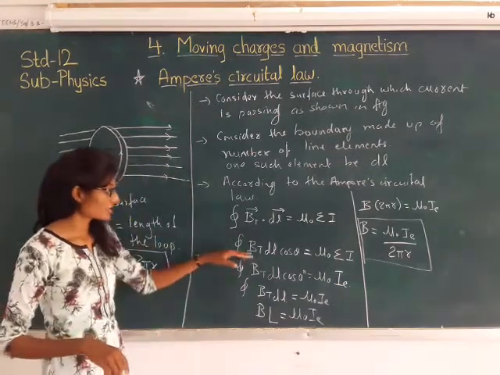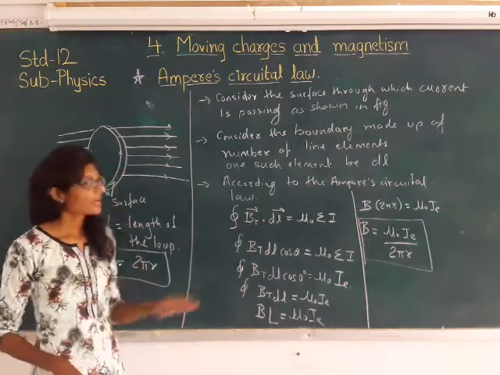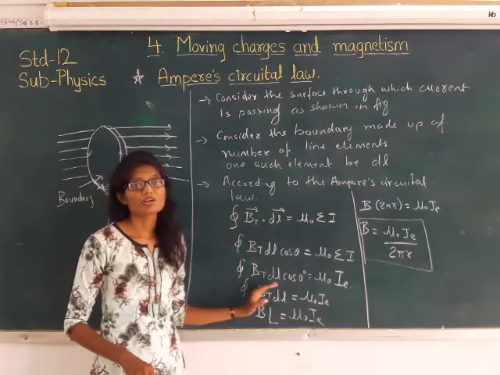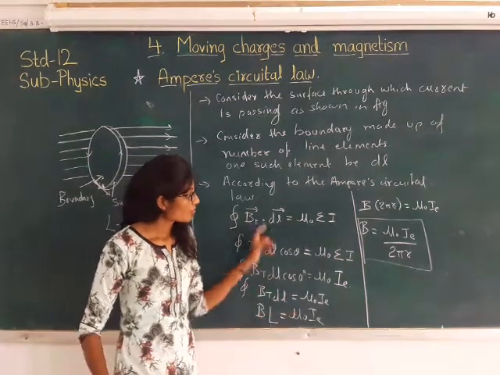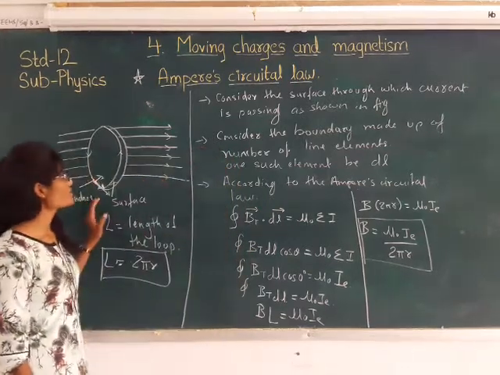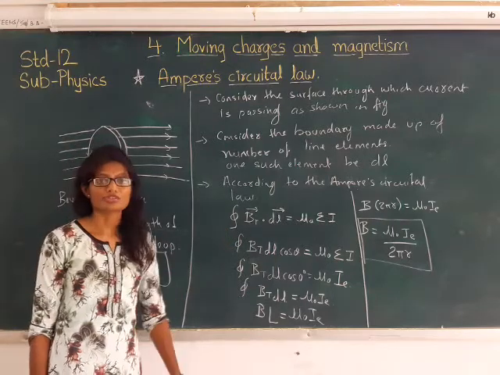So there are three possibilities. One is the tangential component, the other is the normal component, and the third one is that the magnetic field keeps on vanishing. So this is about the Ampere circuital law. This is important, you may draw this figure and write down this derivation.